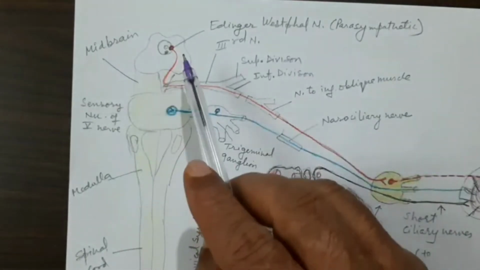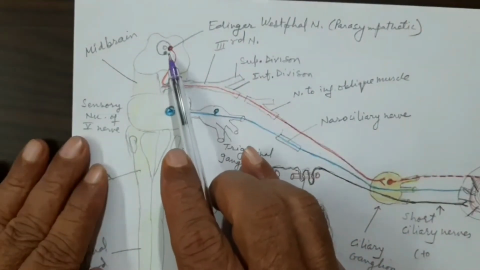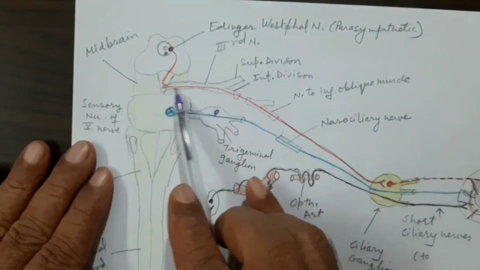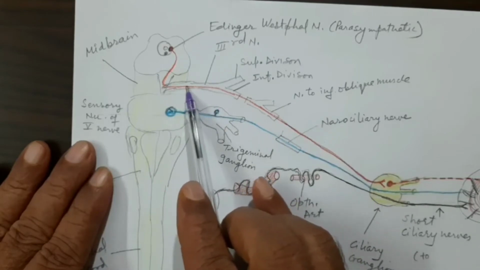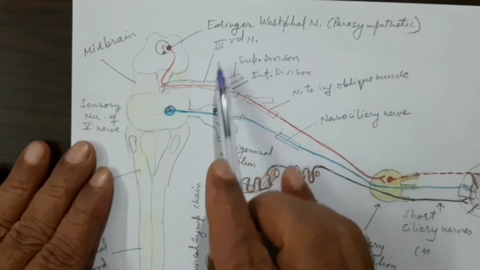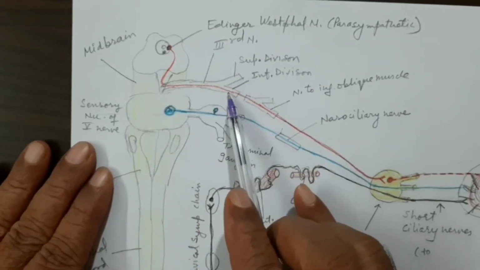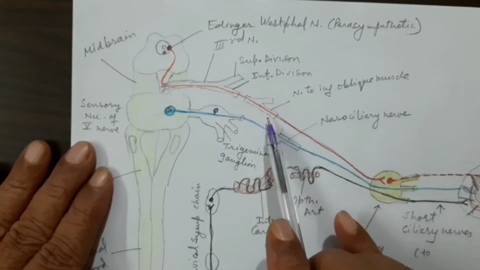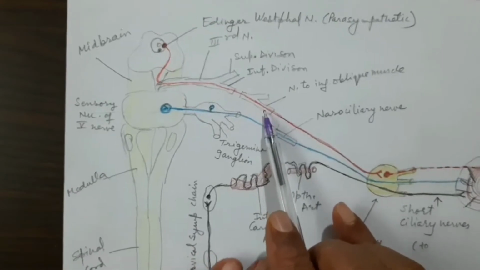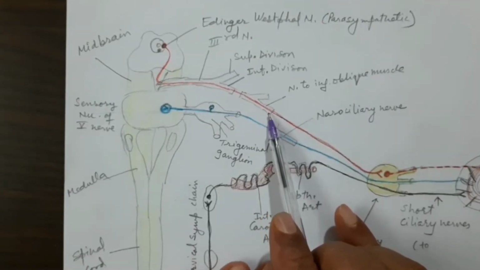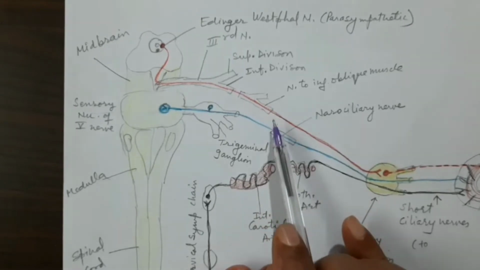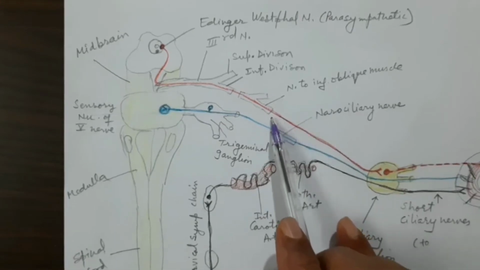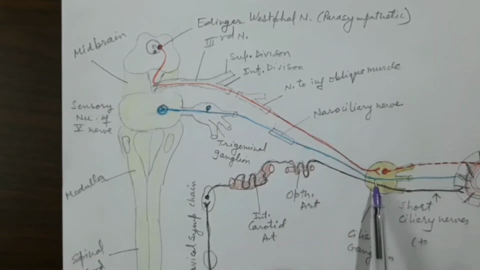Now, the preganglionic fibers of this Edinger-Westphal nucleus, the parasympathetic nucleus, the red line, they will travel on the oculomotor nerve, the third cranial nerve. Its superior division, then it will be traveling in the inferior division, then from the inferior division it will run in the nerve going to the inferior oblique muscle, which is a branch of the oculomotor nerve, and then along from that nerve it will go to the ciliary ganglion.